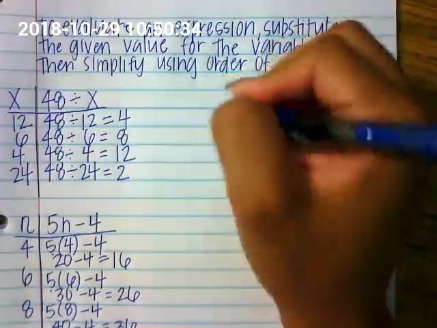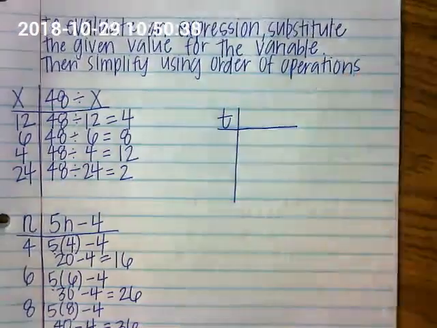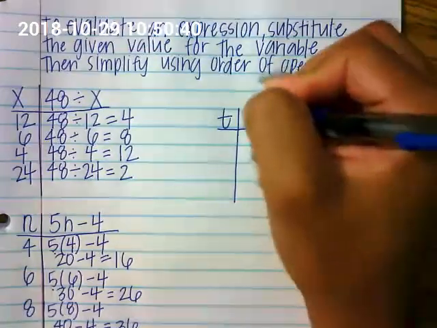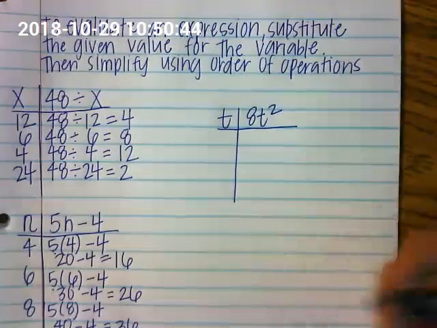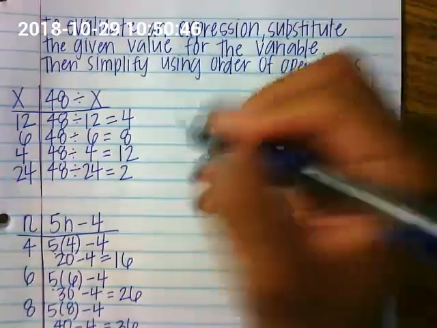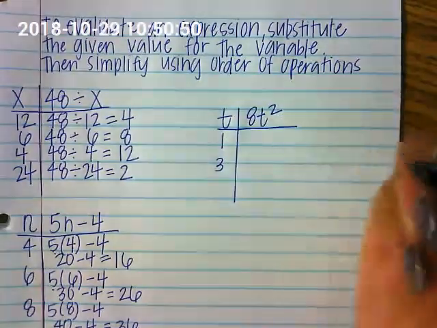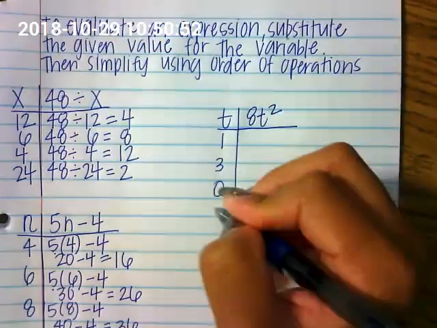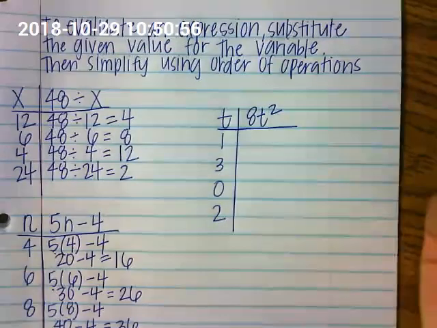So I have t, and our expression here is 8t squared. And I want my t to be equal to 1, 3, 0, and 2. So I'm going to write the first one out.